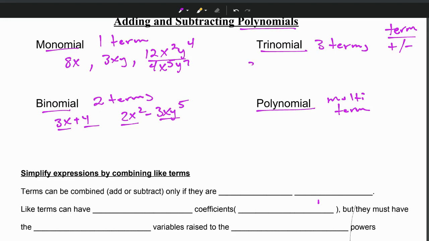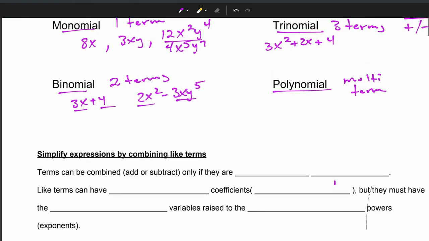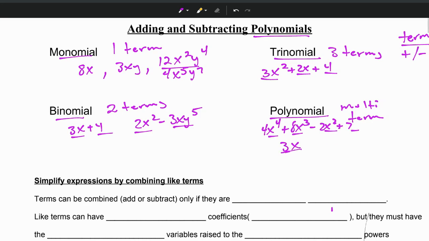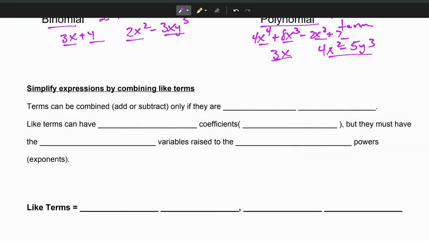A trinomial is three terms, 3x squared plus 2x plus 4. You see one term, two terms, three terms. And a polynomial is multi-terms, and that could really mean anything. It can be the obvious, which is multi-terms, not 1, 2, or 3, like 4x to the 4th plus 8x squared or cubed minus 2x squared plus 7. That's got 4 terms. But we even use it for this: this is a polynomial, 4x to the 2nd minus 5y to the 3rd. Next, we'll go to fill in the blanks here.